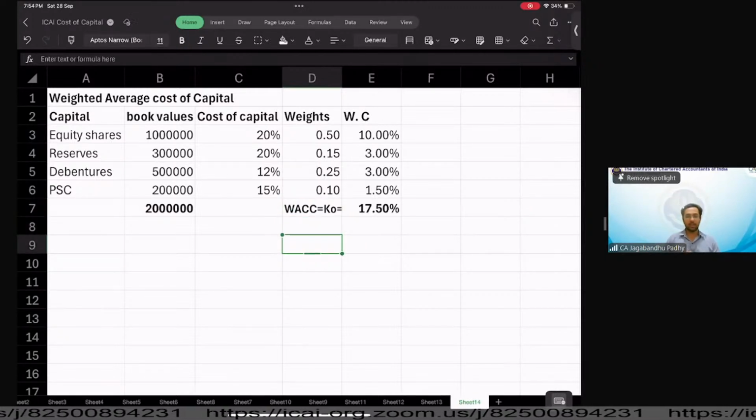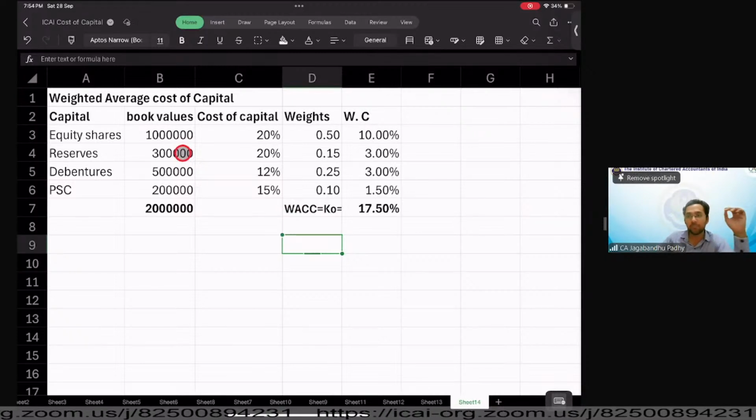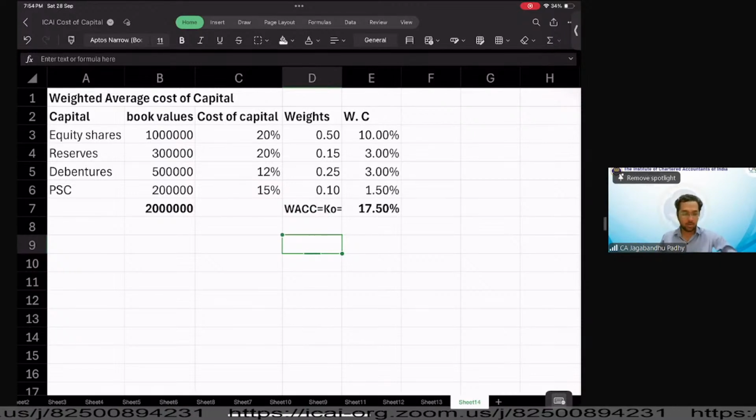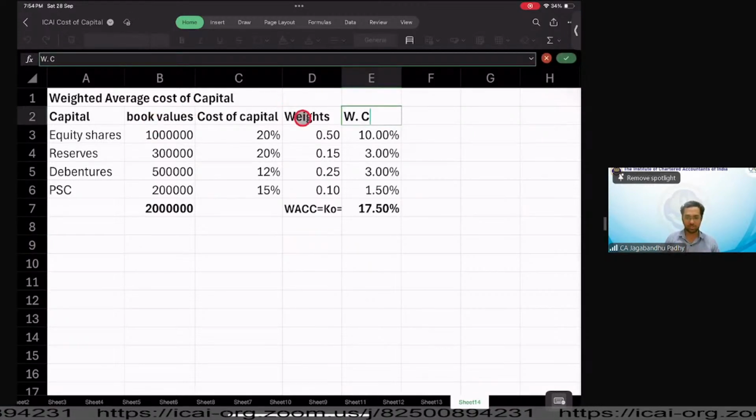Got it, guys? How to compute the weighted average cost of capital? O means overall, yes. Can we merge equity and reserves? I would not recommend it. Keep them separate because they are two separate sources of funds. What is the difference in weights and WC? This is weights into cost, weights multiplied by the cost of capital.